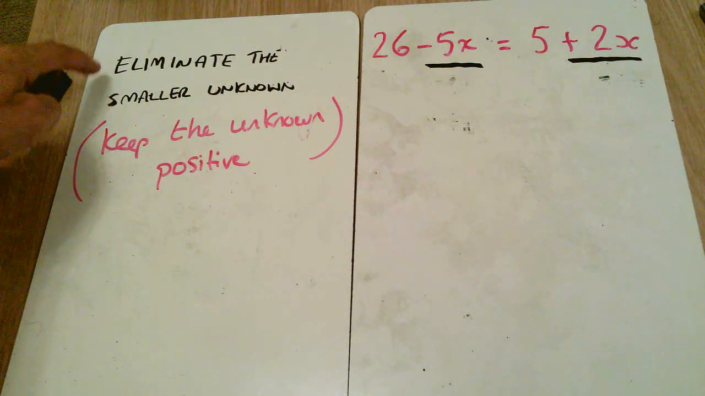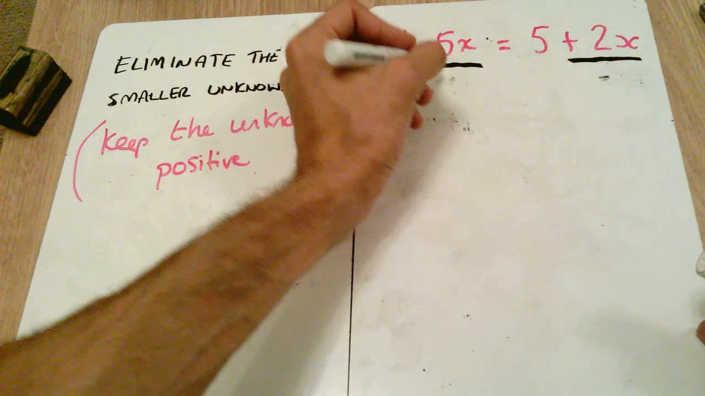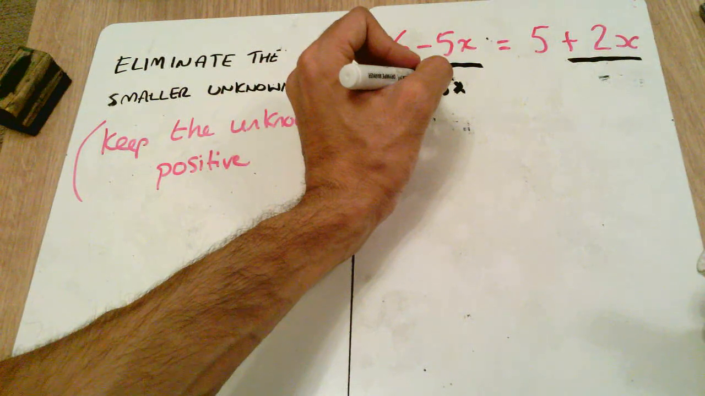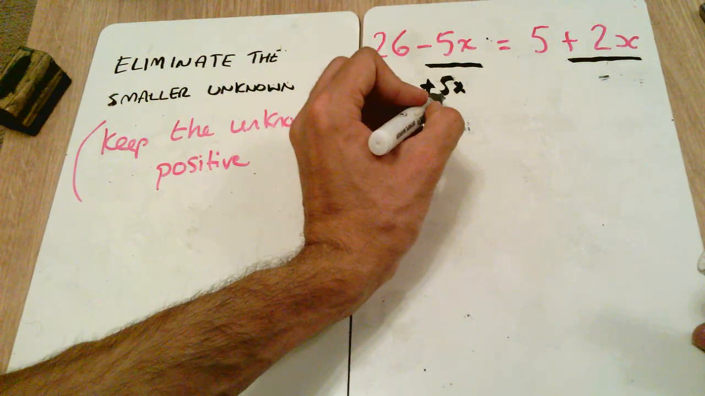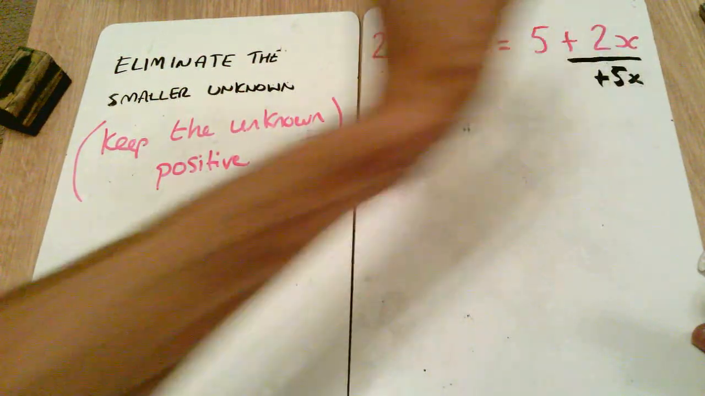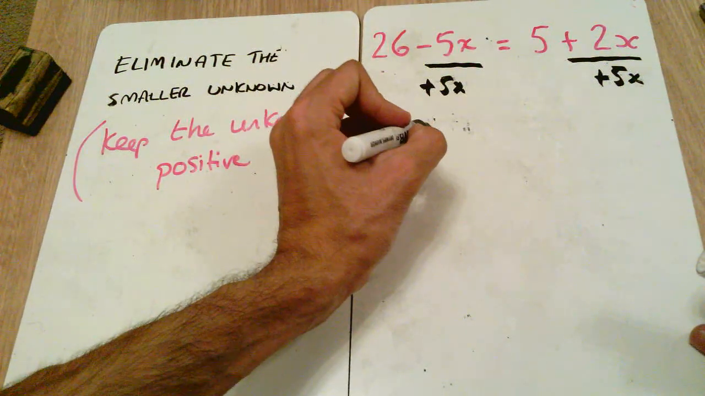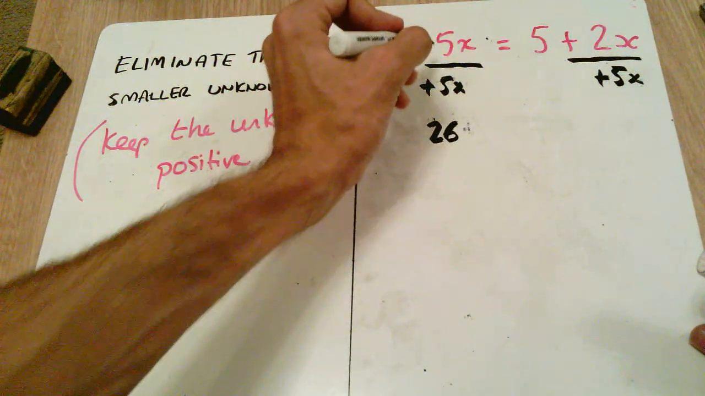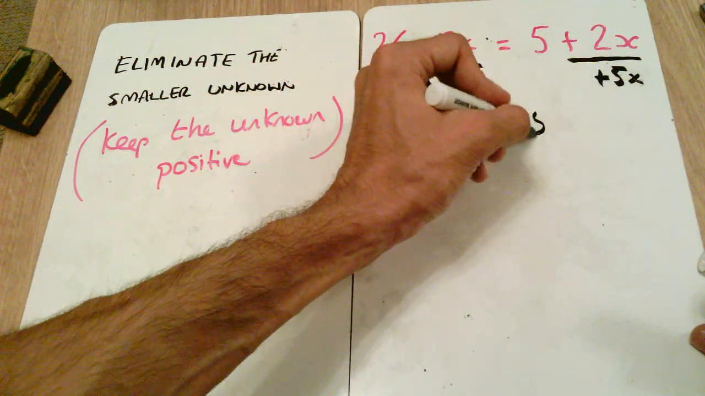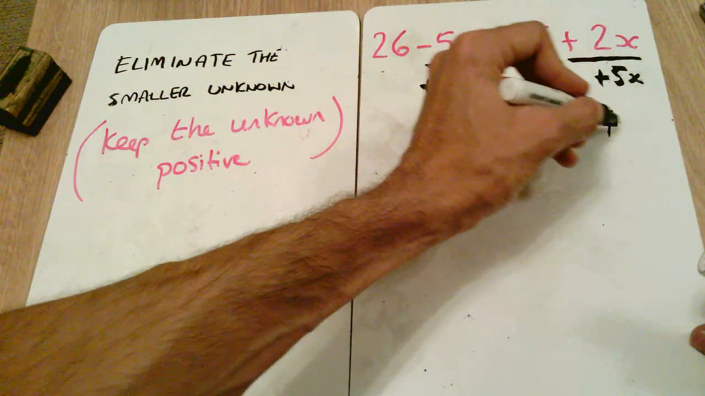So if we're going to eliminate the smaller unknown, if we're going to eliminate the minus 5x, to eliminate a minus 5, you add 5x. Minus 5x plus 5x gives you 0. But if I add 5x here, I've got to add 5x over here. That gives me 26, which doesn't get eliminated, so 26 stays below. Minus 5x plus 5x, that gets eliminated, so 0. The 5, we didn't do anything with the 5, that stays where it is. 2x plus 5x makes plus 7x.